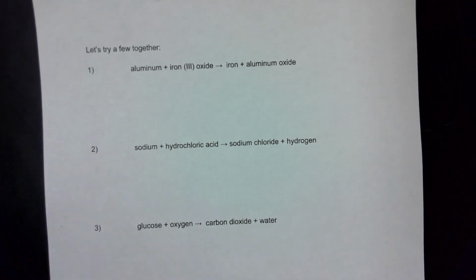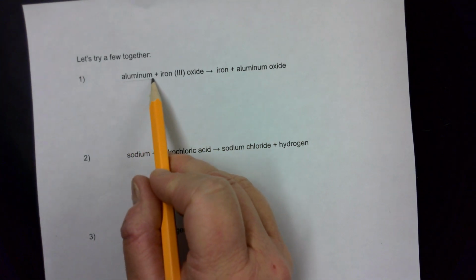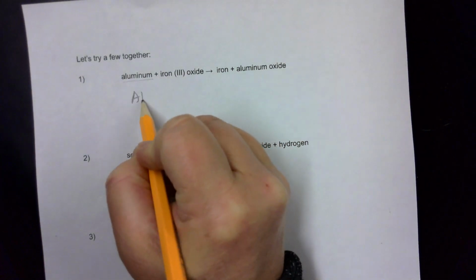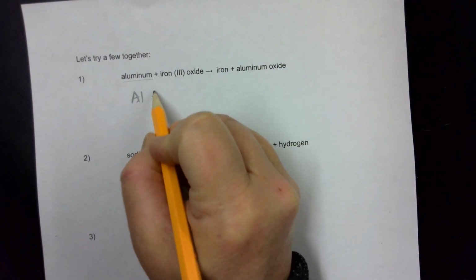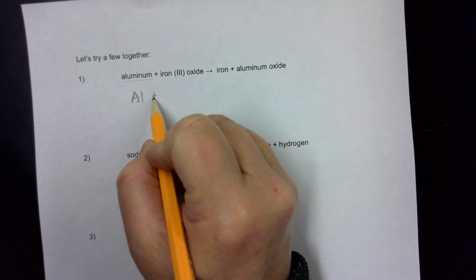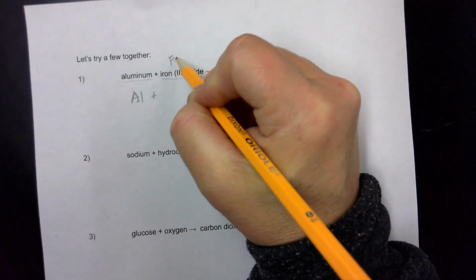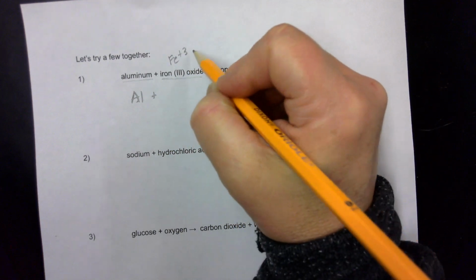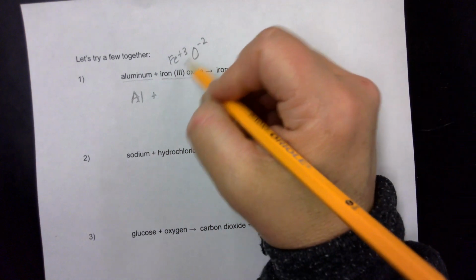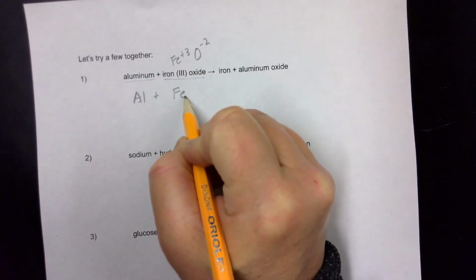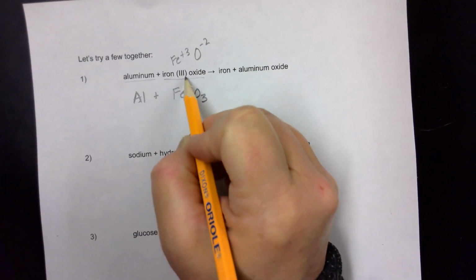All right. So let's go through and just find element names, right? So here we have aluminum. That's just Al. Plus, we're going to bring down the plus sign. Okay, iron 3 oxide. I'm going to do my scratch work up above. Iron is iron plus 3. Oxide is O minus 2. When I drop and swap, I'm going to get the formula Fe2O3. Okay, so I've translated that.